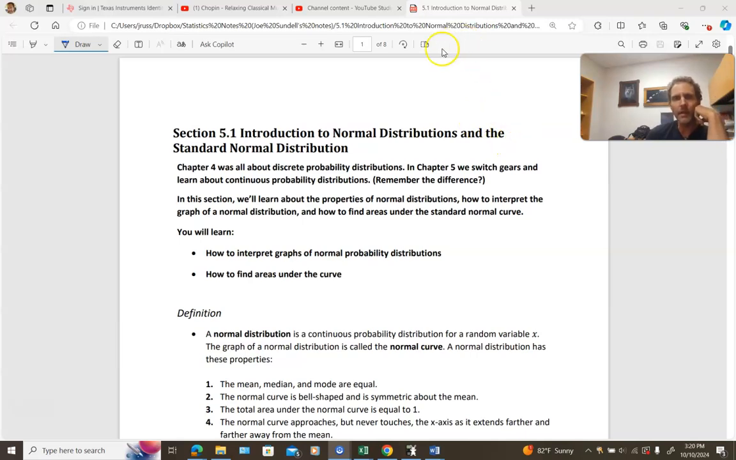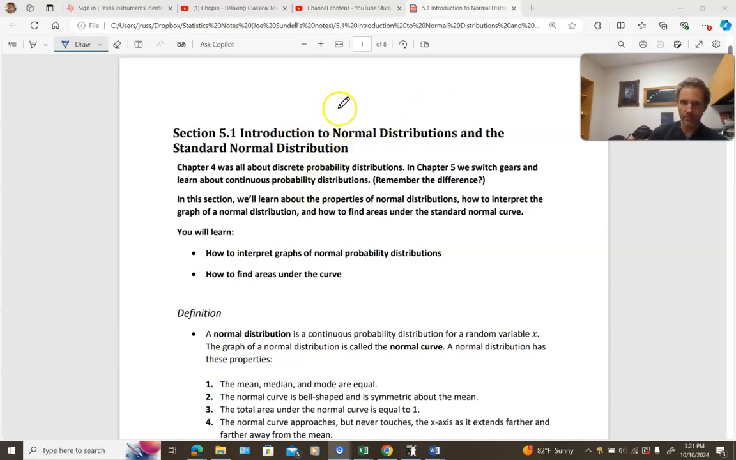We're going to be starting chapter 5 and we're going to do section 5.1. So, chapter 4 was about discrete random variables and discrete probability distributions, like, for example, the binomial probability distribution. Now we're going to be looking at continuous random variables. So, a random variable that can assume a value that's within some interval, okay?